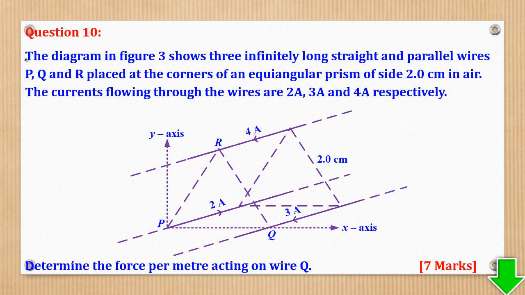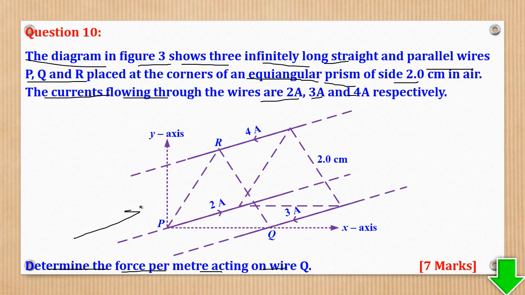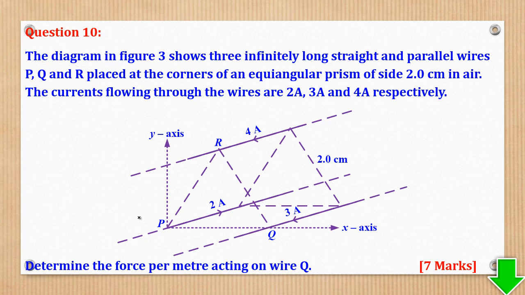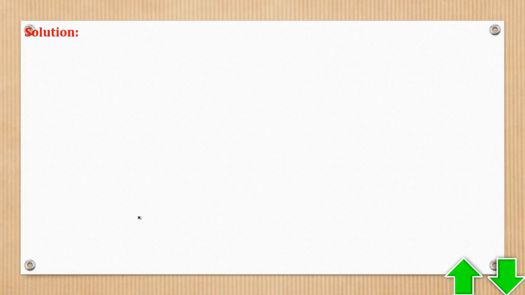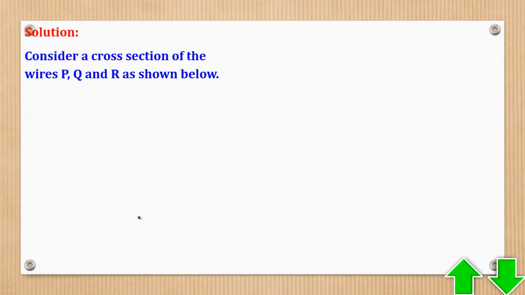Then question 10 says, the diagram in figure 3 shows three infinitely long, straight, and parallel wires P, Q, and R, placed at the corners of an equiangular prism of side 2 centimeters in air. The currents flowing through the wires are this and this respectively. Determine the force per meter acting on wire Q. So that means we have to look at it through this side, and we redraw the diagram. Equiangular means equal angles.